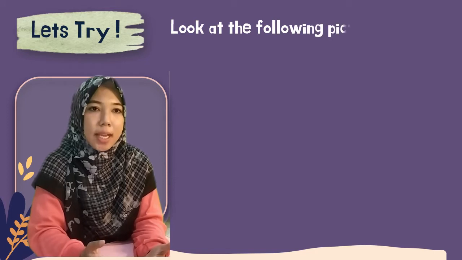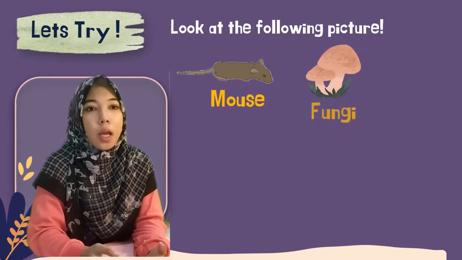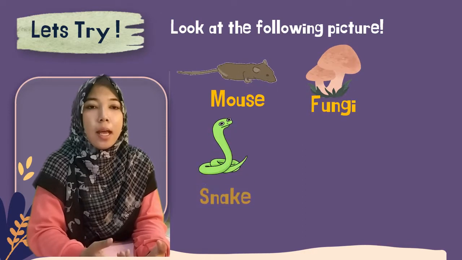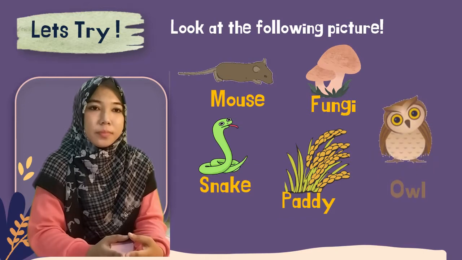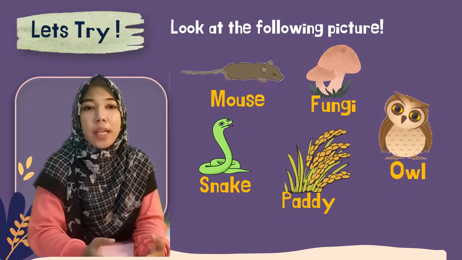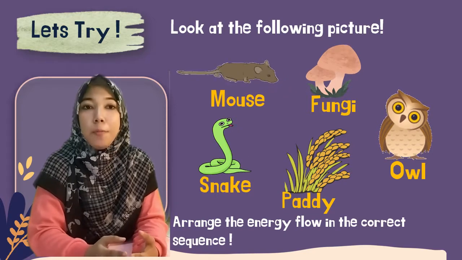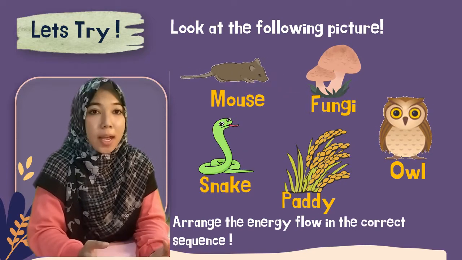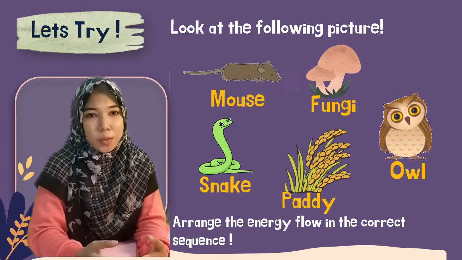Okay, we have studied about a food chain, so now it's time for you to try to do this exercise. Look at the following picture. There are mouse, fungi, snake, paddy, and owl. So please arrange the energy flow in the correct sequence. If you have done to answer, please write your answer in the comment box and I will check soon.